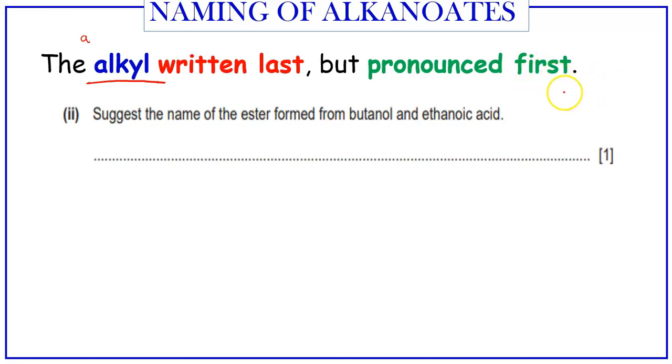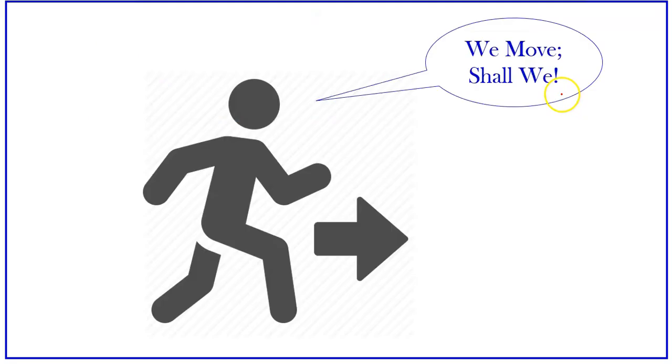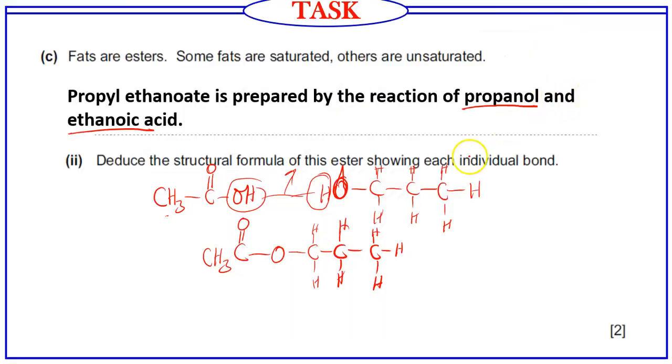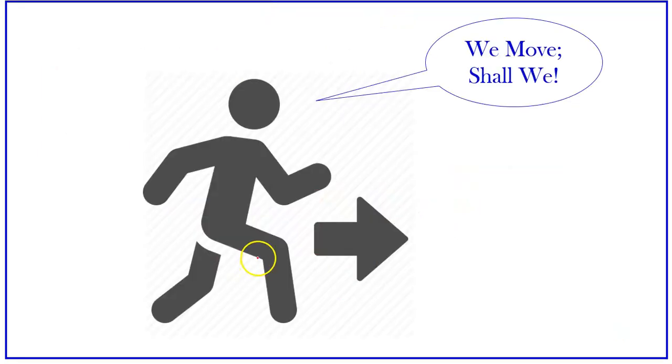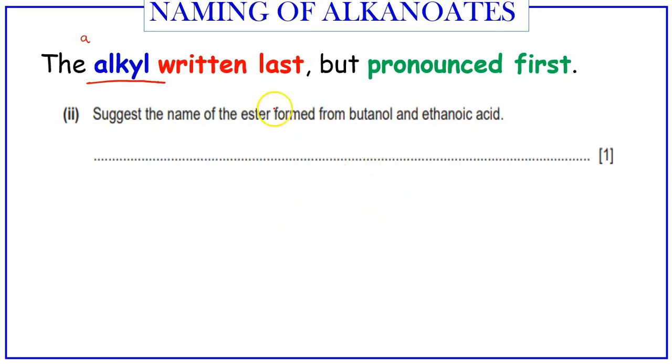Let's take this as an example. Let me go back to that video. Good. The alkyl part from the alcohol is this. It is written last, but it's pronounced first in naming. The carboxylic acid part is this. It is written first, but pronounced last. Okay? Ending with OATE. It is pronounced last.